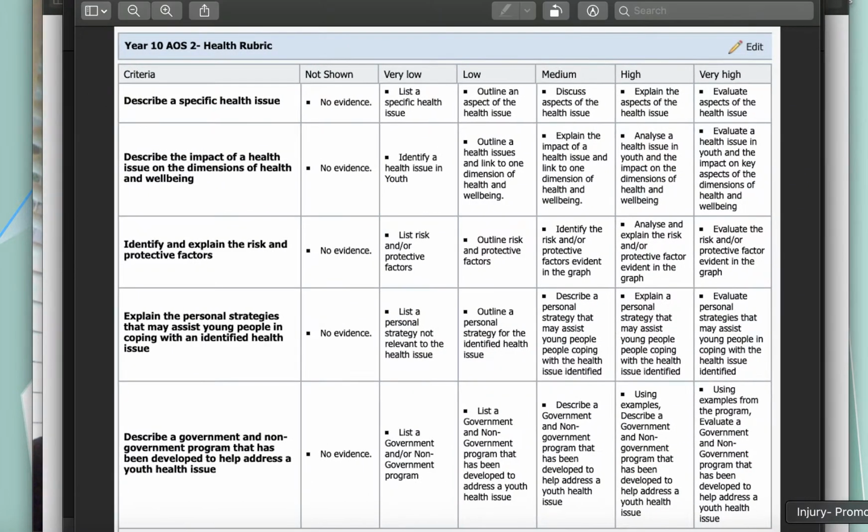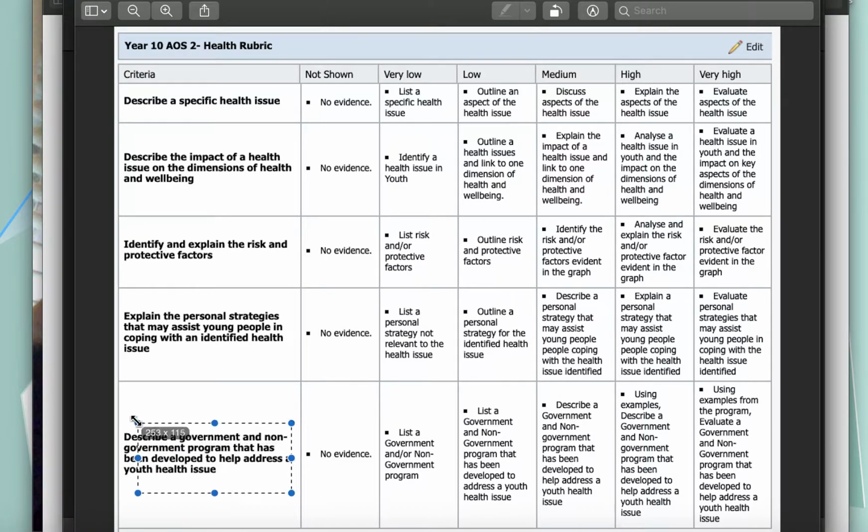So I'll just show you quickly the rubric. When you complete the SAC at the end of this term, in week 7, you'll be asked to do each of these things. Describe specific health issues, describe the impact of health issues on the dimensions, going back to what we learnt last term, identify and explain both risk and protective factors, which we will be learning today, explain the personal strategies that assist young people in coping with a health issue, and describe a government and non-government program that has been developed to help address a youth health issue.